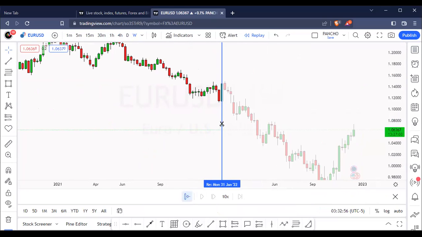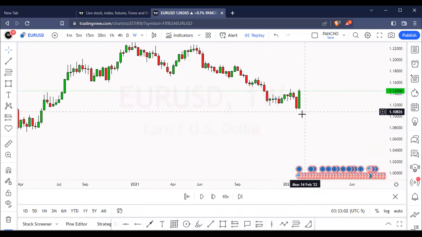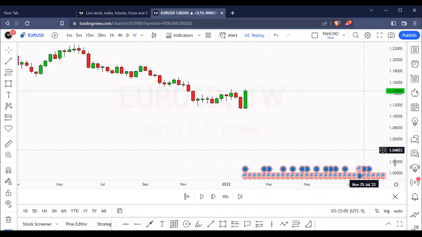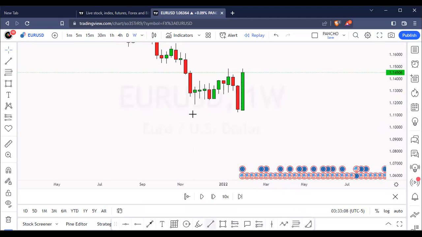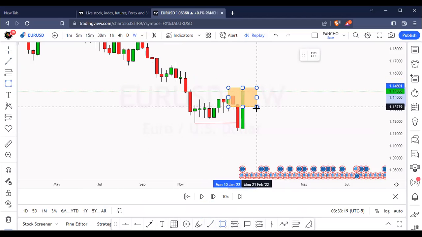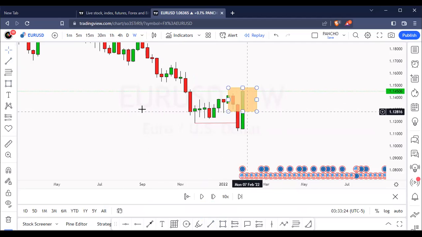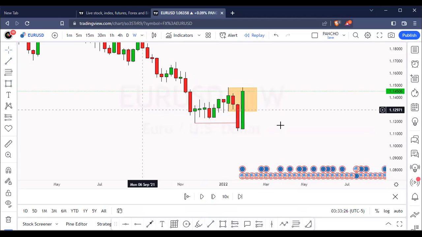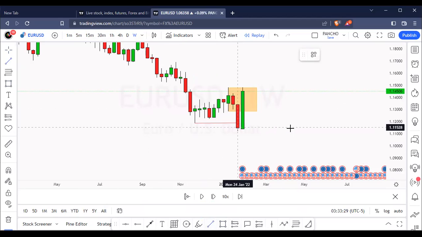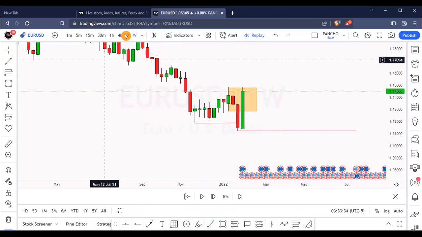Let me try this one. I think this one may be the valid one. For example, here, if you look at just this area, you see a breakout of structure here, and the market is now reacting at the order block. You locate your order block right there, and after that the target will be the lower low. We are shifting to the daily chart.